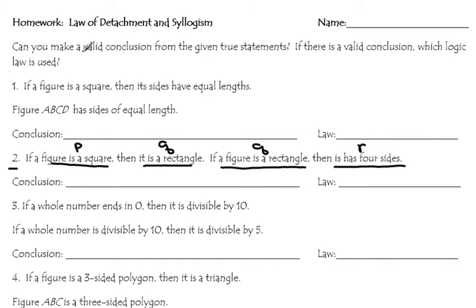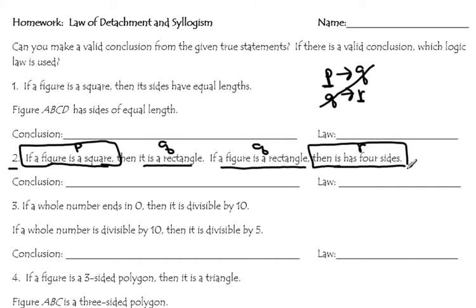Well, already we're asked to make a valid conclusion from the given statements. So as long as it follows either the law of syllogism or detachment, we can make a conclusion. Well, if you notice, we have P then Q, in the next sentence Q then R, so we're already following the law of syllogism. The next step in law of syllogism is that the Q's are eliminated and we're left with P then R. So our conclusion would be P, if a figure is a square, then R. It has 4 sides. And the logic law that we followed is the law of syllogism.